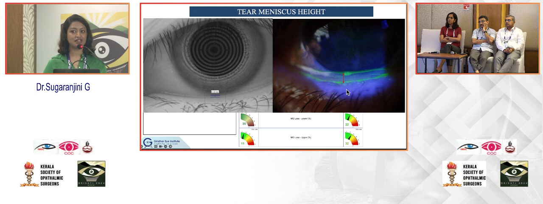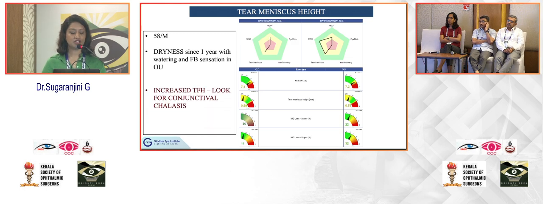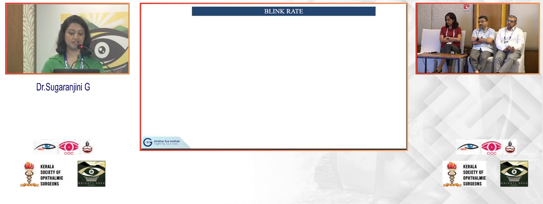Can anyone take a guess of what this is? There is, of course, an increased tear film height, but there is something that is causing it. This is just an inferior conjunctival chalasis, which is giving a wrong value for the tear film height. So in a patient of dry eye, if your tear meniscus height is shown to be very high, always look for conjunctival chalasis, and we must not believe these machines blindly. And we advised excision of the conjunctival chalasis, and that remarkably improved the symptoms.